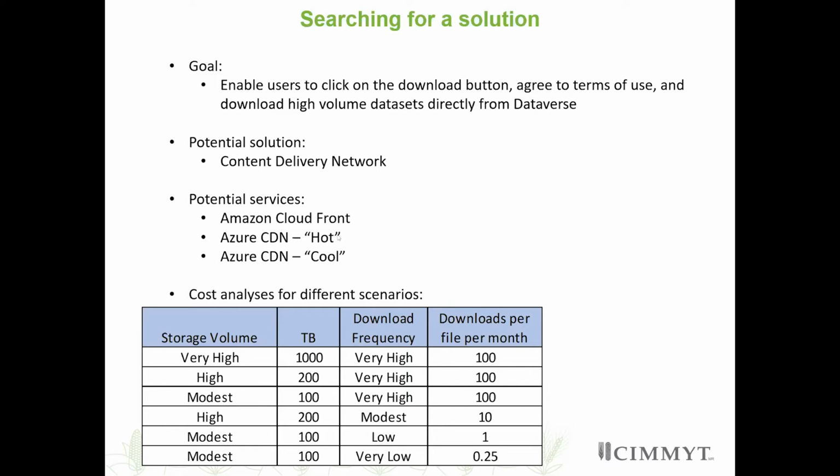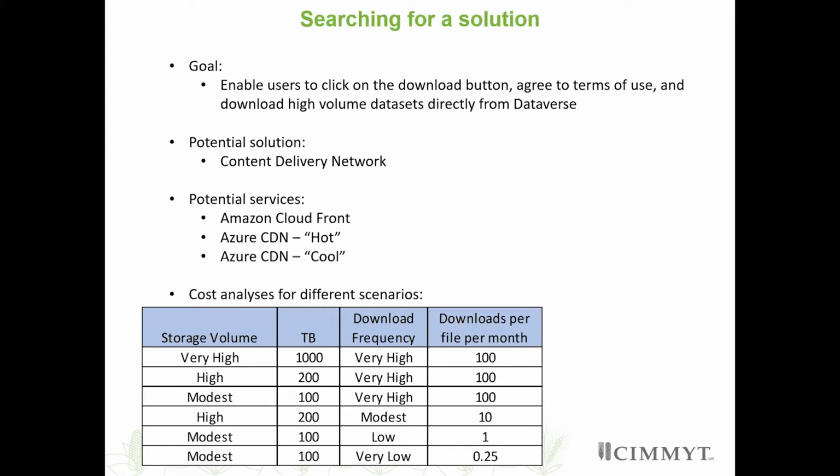And then based on the different features that were available and the different costs available for hosting the data as well as for enabling downloads, we tried to generate some different scenarios and to look at the cost of those. And we looked at very high levels of data storage and very optimistically high levels of data downloads per month, to smaller quantities of data and much lower frequency of download of these data sets.